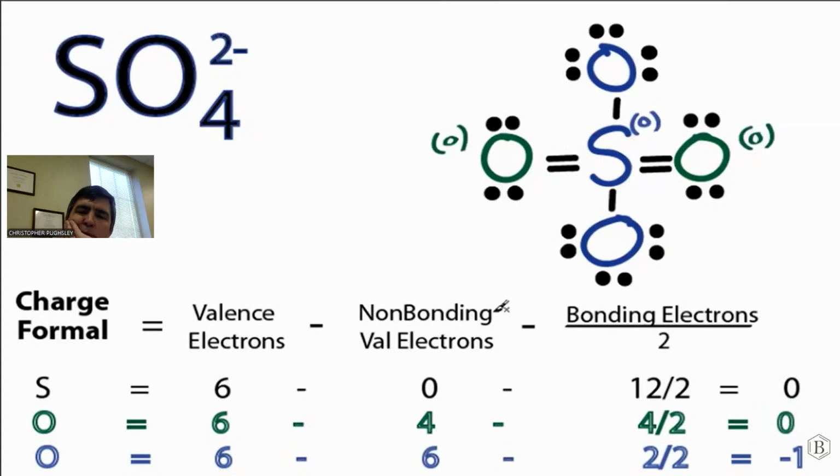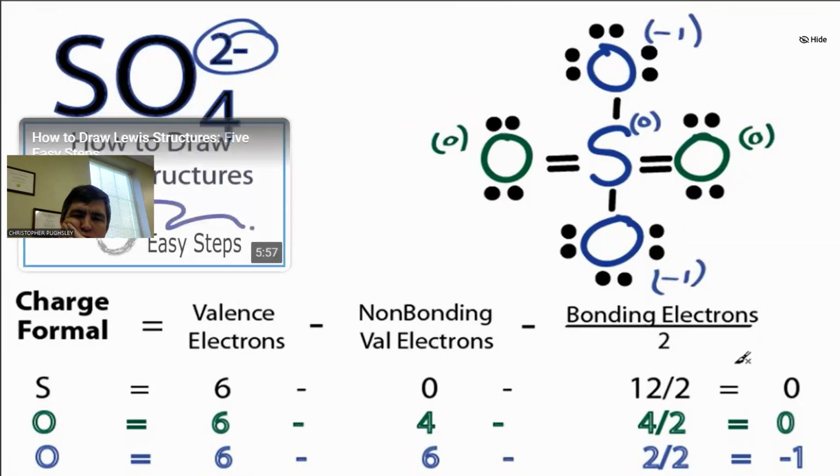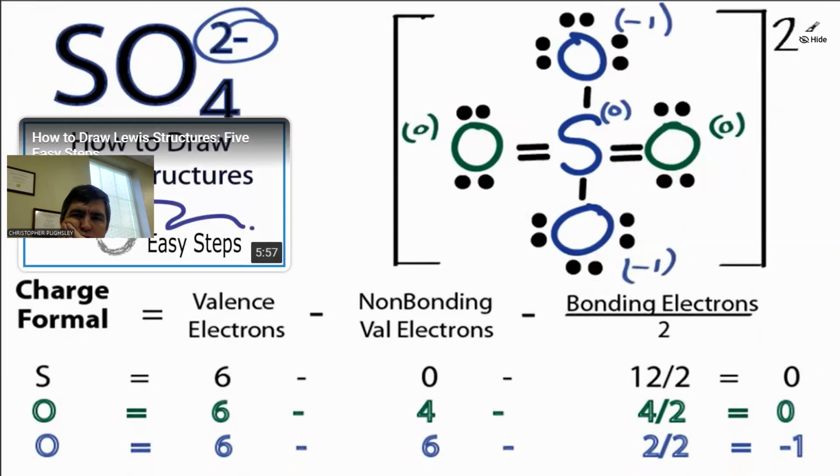Finally, looking at the blue oxygens, we have 6 minus 6 non-bonding, and then 2 bonding, divided by 2, so 6 minus 6 minus 1 is -1. At this point, we see that we have mostly zeros, and a -1 and a -1 here. That works well, and since more of the formal charges are 0, this is a better structure for SO4 2-. Since it's an ion, there's one last thing we need to do. We need to put brackets around it to show that it's an ion and the charge of the ion. We add our 2- right there, and that is the Lewis structure for SO4 2-.